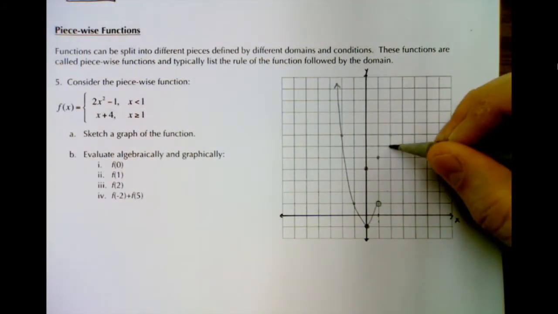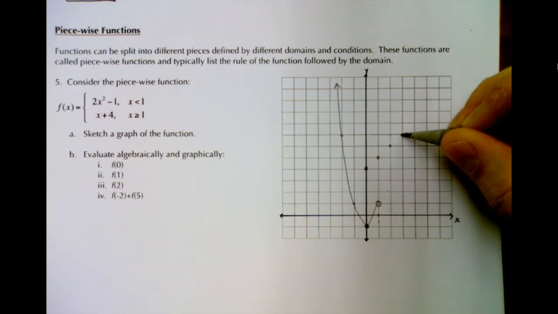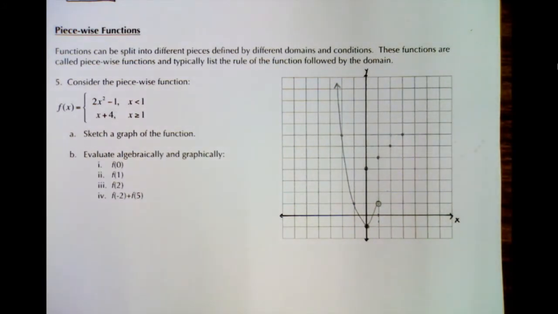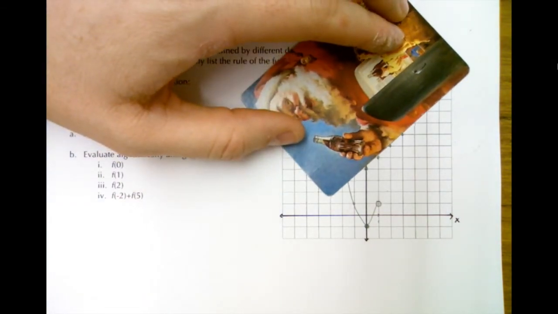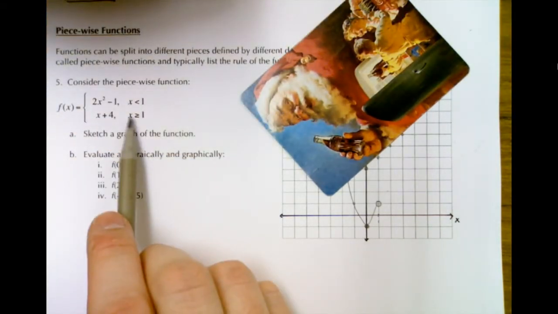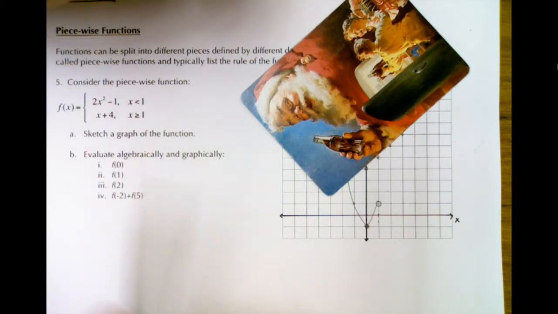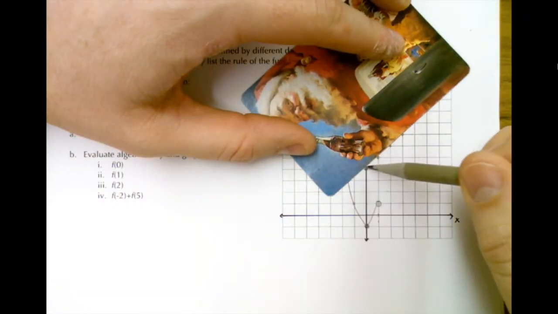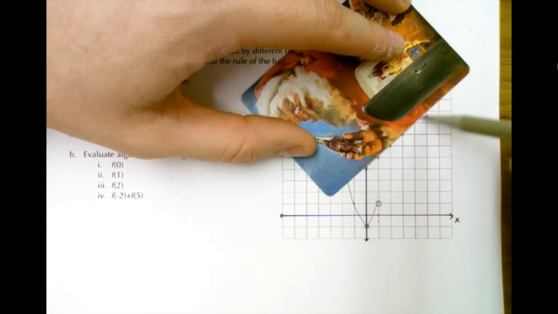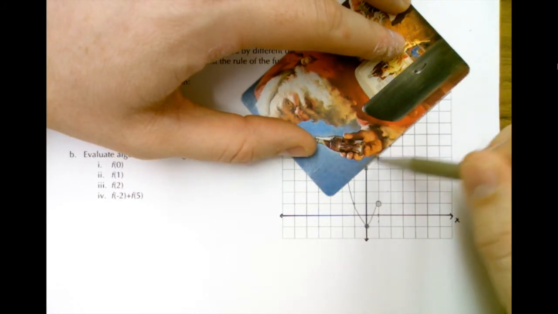Over 1, up 1, point. Over 1, up 1, point. And I think that's enough points. So I'm going to connect my dots here, thinking about where this part of the line exists. The line exists when x is greater than or equal to 1. So I'm going to draw it. I'm not going to go left of 0 though, because that's less than 0. And we only want greater than 1, so I'm just going to connect this part.